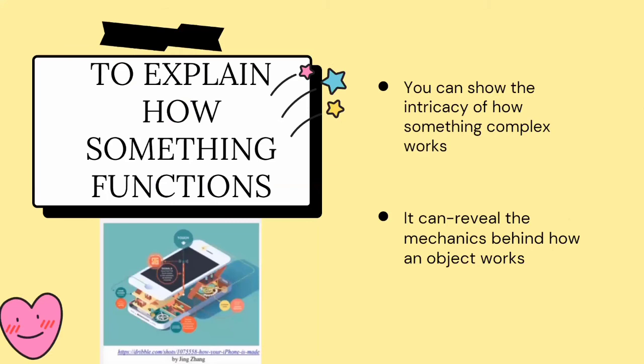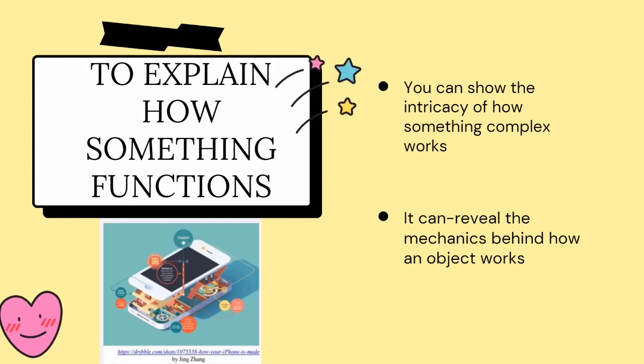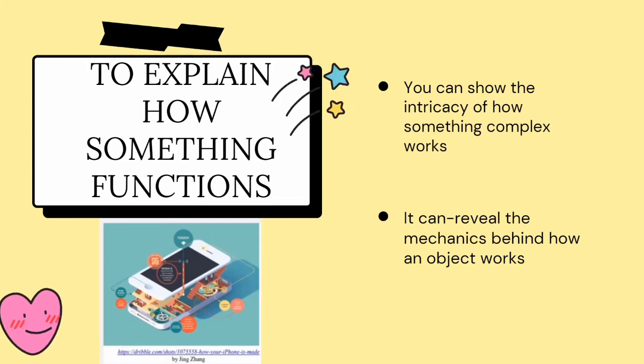Next, we have to explain how something functions. You can show the intricacy of how something complex works. It can reveal the mechanics behind how an object works. Designers can create infographics by showing the mechanics behind intricate objects, processes, and concepts, like, for example, in the picture given, an infographic created by Xing Zhang in 2018 that shows how the phone works while incorporating surreal elements that appeal to the imagination of the reader.